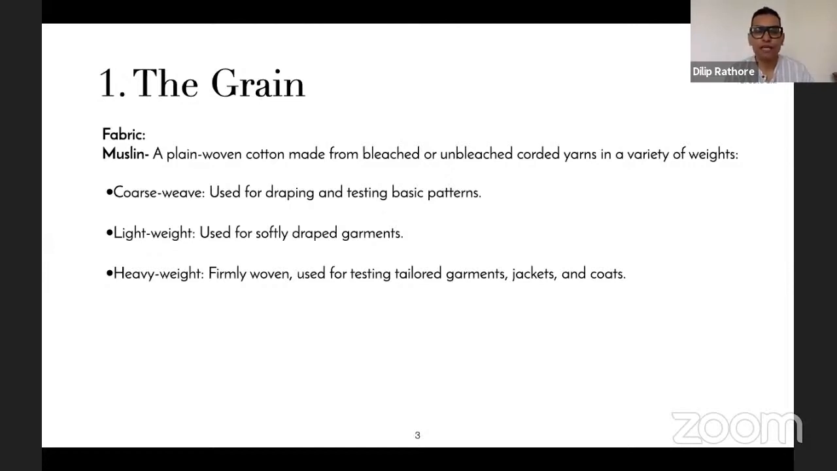And then we have three different kinds of fabric. One is coarse weave, which is used for draping and test fit. Then there is a lightweight, which is very light, really lightweight, very thin. And then there is a heavyweight, which is used for structured garments.